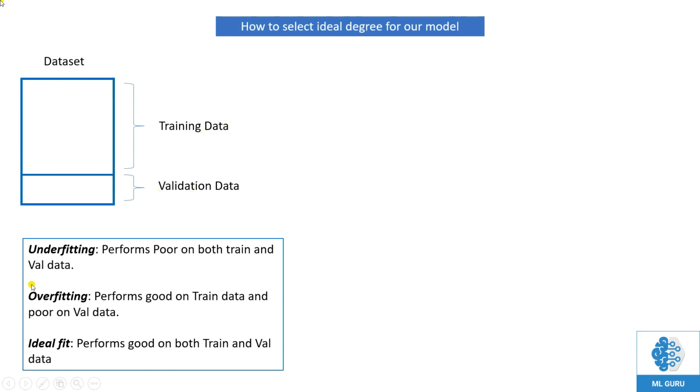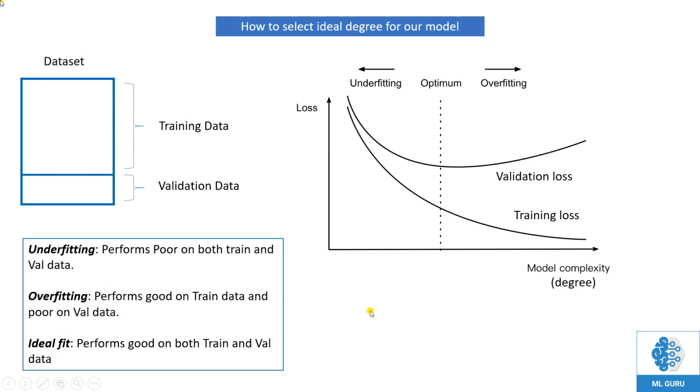Now let's move to overfitting. When you have an overfitting problem, this means that your model performs well on your training data and poorly on validation data. But when you have an ideal fit, it performs well on both the training data as well as the validation data.